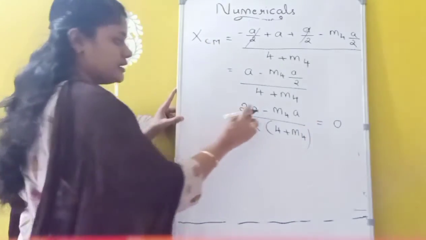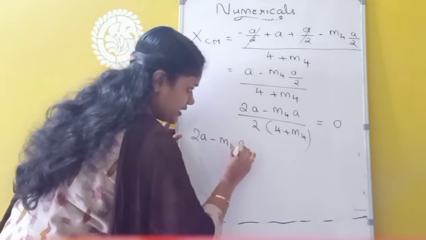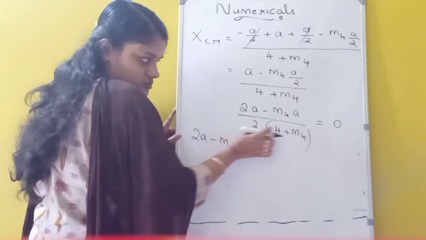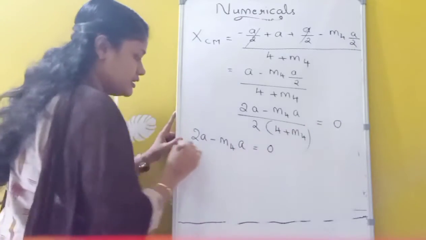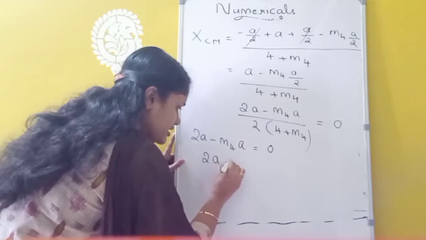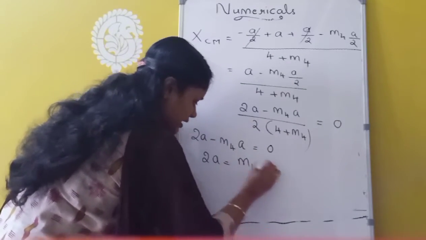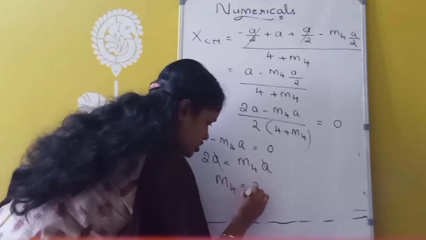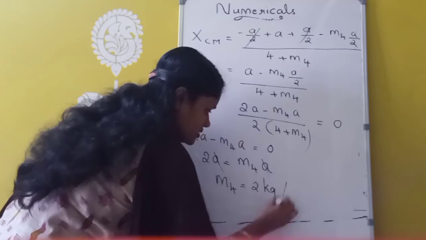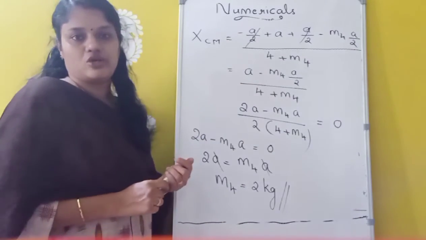So this is equivalent to 0 now. Okay. Now 2A minus M4A equals, I am cross multiplying this one. So this into 0 will give 0. Now again 2A equals, this term I am taking on the right hand side, M4 into A. Then A cancel and remaining we are getting M4 equals how much? 2 kg. So this fourth mass is taken as 2 kilogram. Okay.